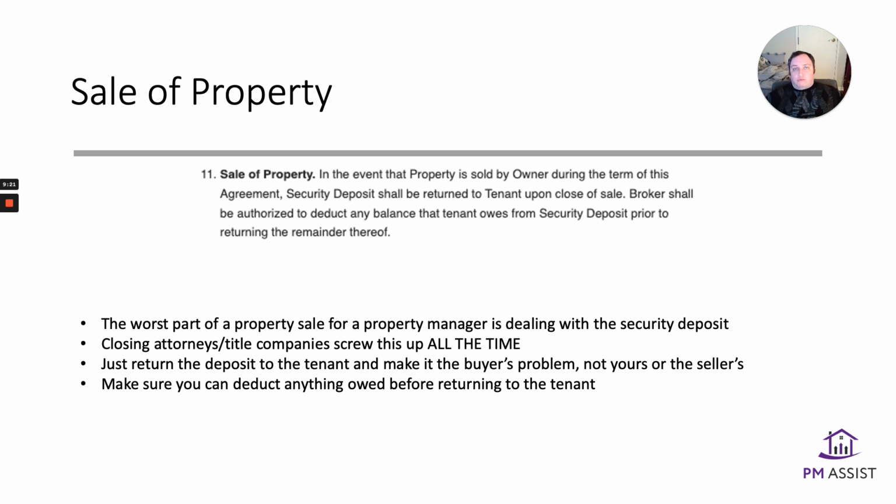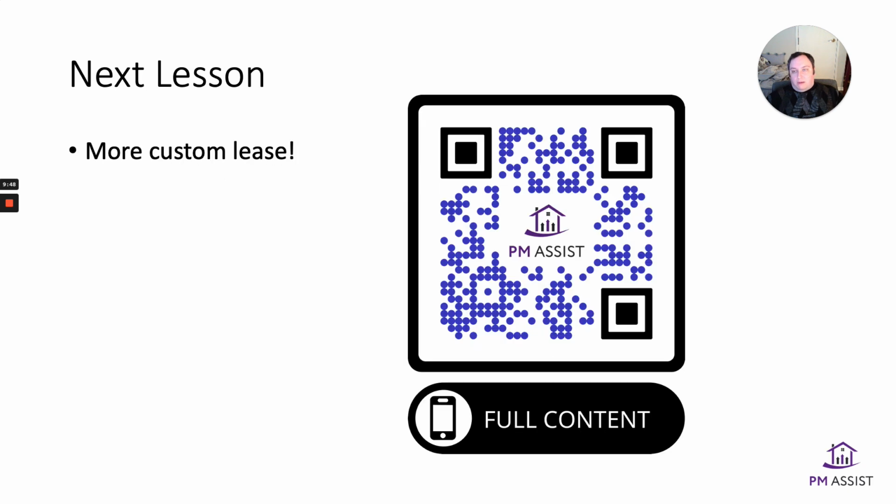If the property is sold, this is a huge hassle dealing with security deposits. This is a clause we recommend in your lease that says if the property is sold, the deposit gets automatically returned to the tenant. No questions asked. You don't want to deal with the title company or the closing attorney trying to deal with credits and debits on the closing or on the settlement statement. Just don't deal with it. Make it the buyer's problem. Return the deposit to the tenant, and let the buyer deal with the tenant to get a deposit from them. Don't make the buyer's problem your problem.